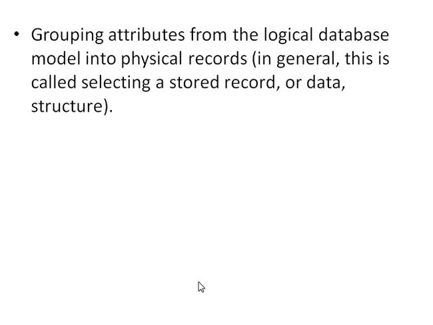So grouping attributes from the logical database model into physical records, and generally this is called selecting a stored record or data structure. So first of all, he has to take the logical database model, then he can convert them into physical records.